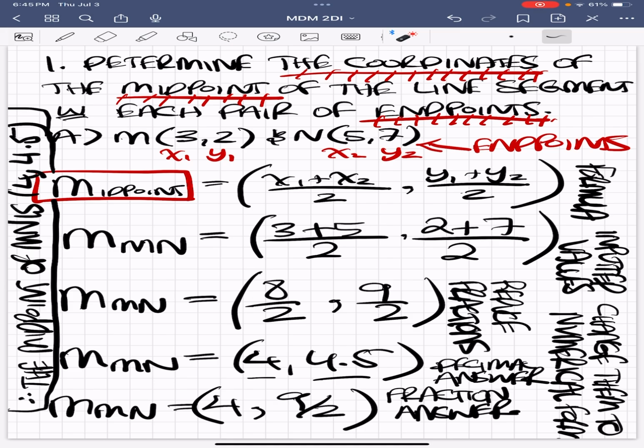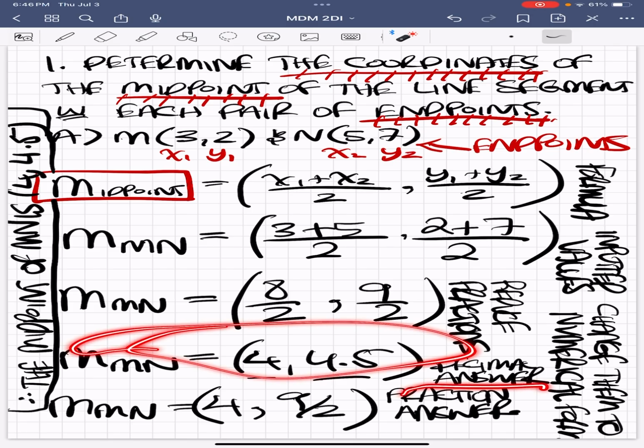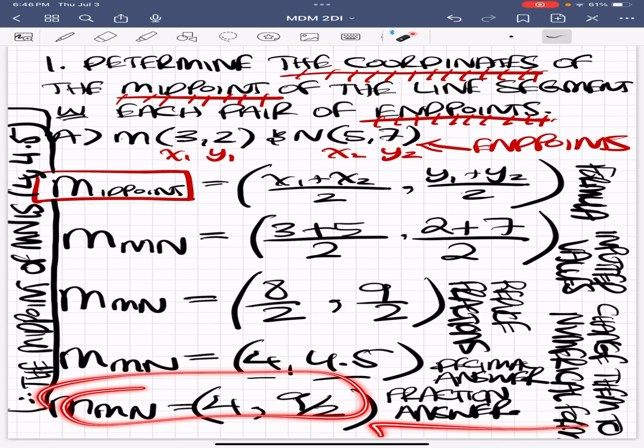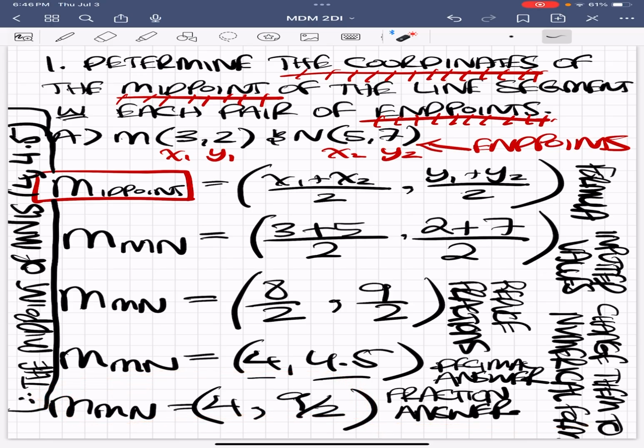I see an 8 over 2, which is just 4, and then a 9 over 2, which is not a whole number. However, 9 over 2 is 4.5. So we have a decimal answer right there, and a fraction answer right there. I like to include as many variations of the answer as possible, just in case your teacher prefers something specific, so I'll always do both, or I'll try my best to.